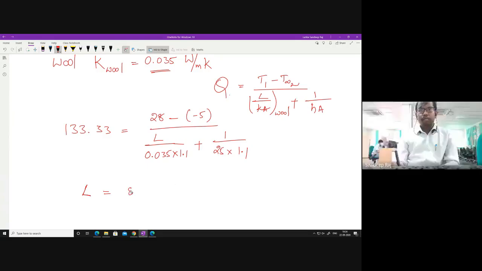8.12 into 10 to the power of minus 3 meters. So that will be equal to 8.12 mm. See, 8 mm is almost like 1 centimeter.